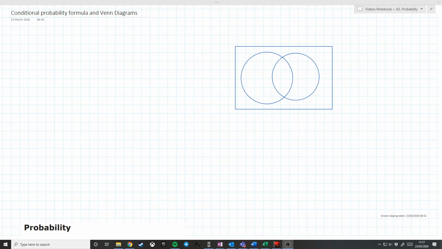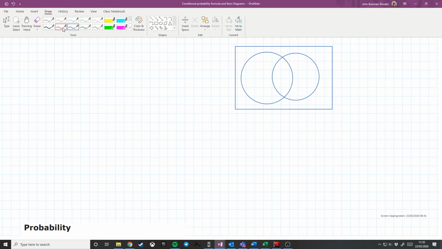Okay, so this is the second video on conditional probability. It'll probably be the last one, but we will see. Going to look at the actual formula for conditional probability. It is in the formula book. I'll get to that in a second. I'm going to use a Venn diagram to really show this very clearly.